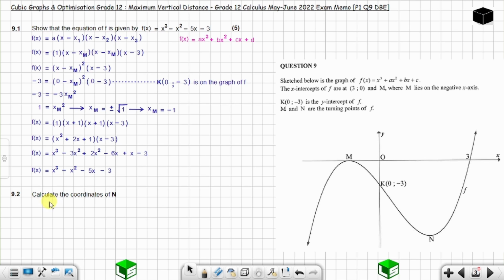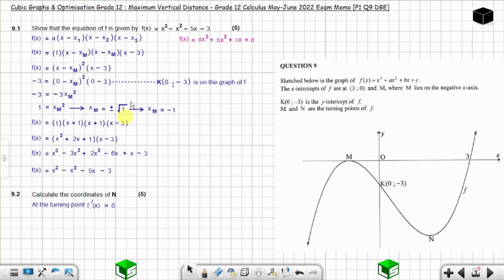9.2, calculate the coordinate of n. This question is 5 marks. So you have this turning point and this turning point. N is the turning point. Because n is the turning point, to find the x coordinate of the turning point, we are going to use the first derivative. Okay, at the turning point, the first derivative is equal to 0. This is f of x, right? This is the graph of f. At the turning point, f prime of x is equal to 0.